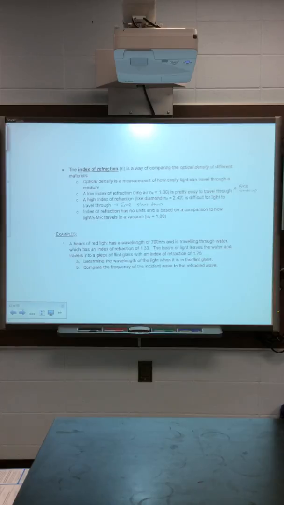Index of refraction is looking at optical density of different materials. So something like air is going to have an index of refraction of 1.